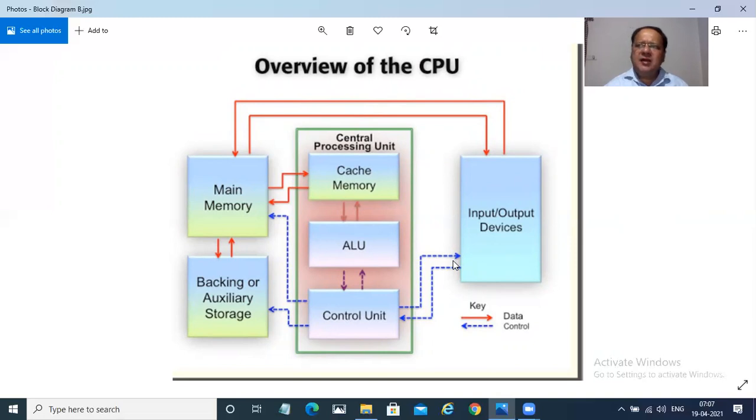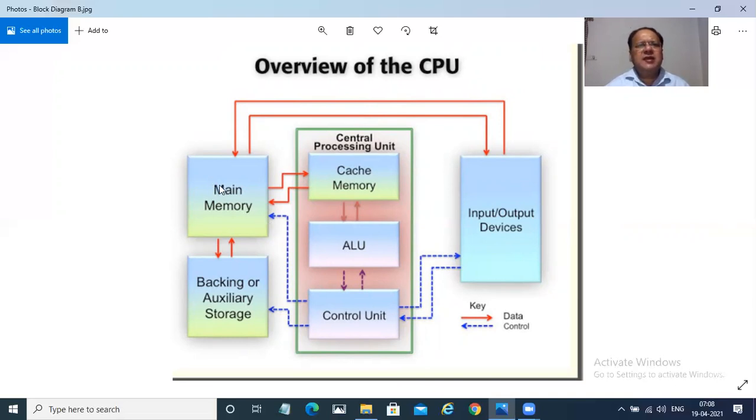And what is data? Data is whatever processed results or unprocessed results and information which we need to transfer from one device to another. That is called data. I repeat, data is processed or unprocessed instructions or information. And control means the manner in which this data is required to be transferred. So just pay a little attention to this.